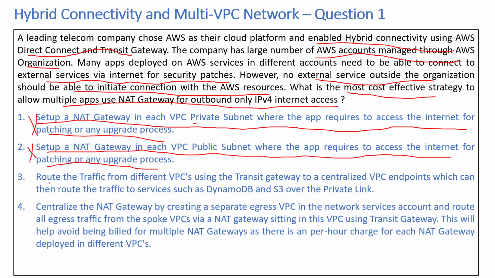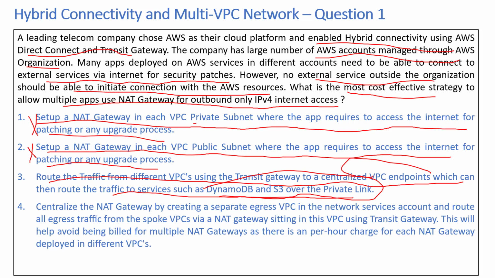Now let's look at the third one. Route the traffic from different VPCs using the transit gateway to centralized VPC endpoints, which can then route the traffic to DynamoDB and S3 or PrivateLink. Yes, you can route the traffic from different VPCs using the transit gateway, so each account will have a transit gateway attachment and then the transit gateway can route the traffic. But it's saying route it to a centralized VPC for DynamoDB and S3 or PrivateLink, which is not necessarily the requirement here. It wants to connect to the internet for downloading the security patches. So this one is not the correct answer.